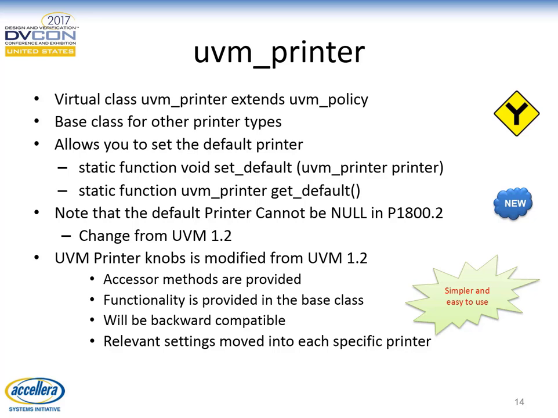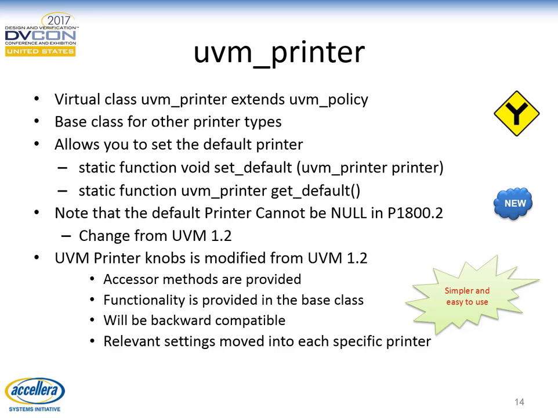Printer is another place where there's fundamentally a very big change. Can you guys remember all the knobs? I don't think so. I can't. So one thing we've done is we've created a base class for all the printer types. This base class also extends from UVM policy. So the same stuff that I gave you in the policy works, but it allows you to set the default printer, and all of this is done by methods.